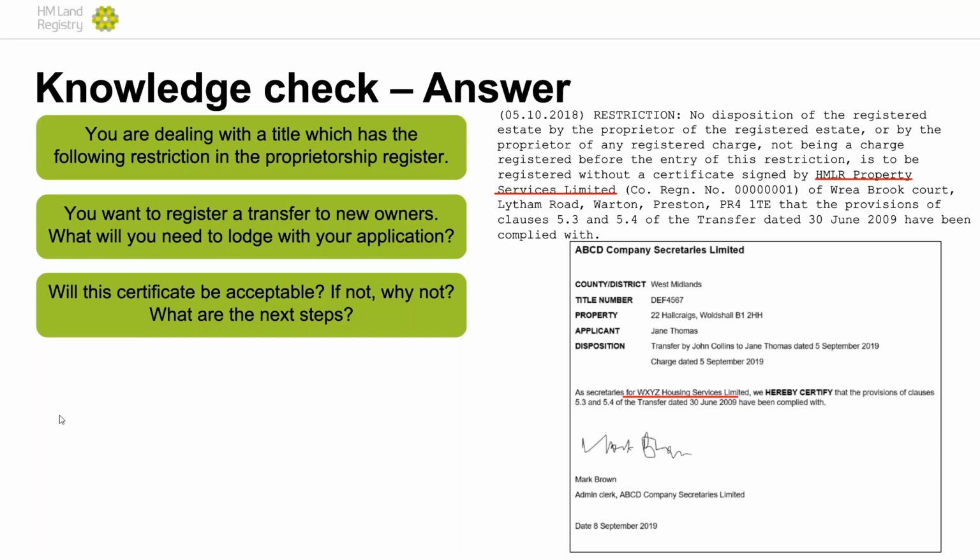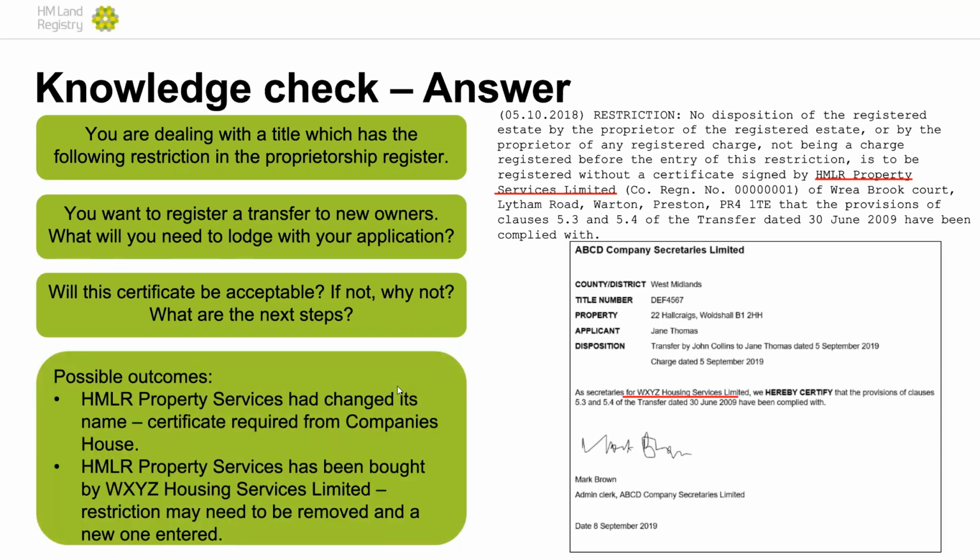It is not by the beneficiary of the restriction. Possible outcomes. HMLR Property Services has changed its name. A certificate required from Companies House. HMLR Property Services has been bought by WXYZ Housing Services Limited. Restriction may need to be removed and a new one entered.